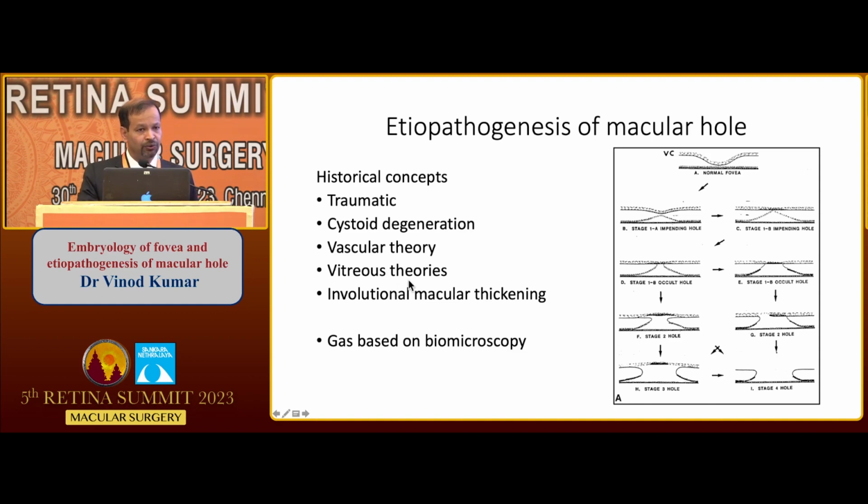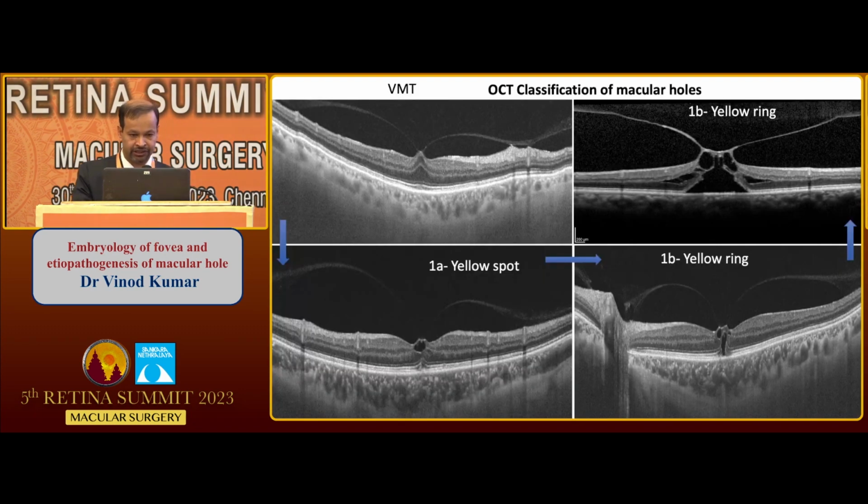We know that in today's scenario, vitreous traction is the major reason why macular hole forms, but some of these may still hold value in other atypical macular holes. So we are all aware of this Gass classification based on biomicroscopy, and Gass's theory was based on predominantly tangential vitreous traction.